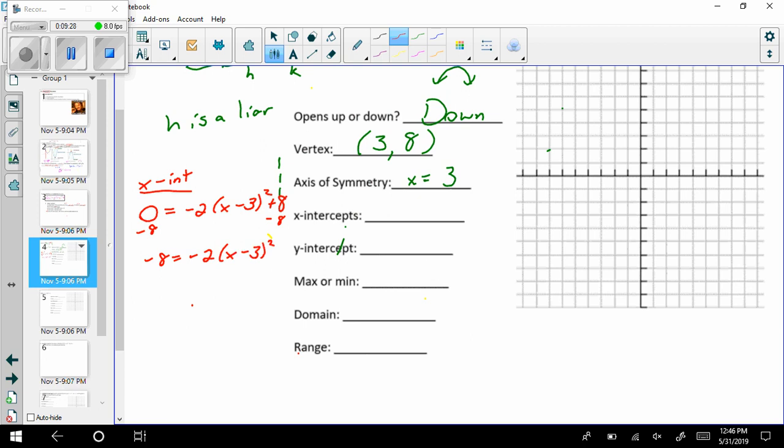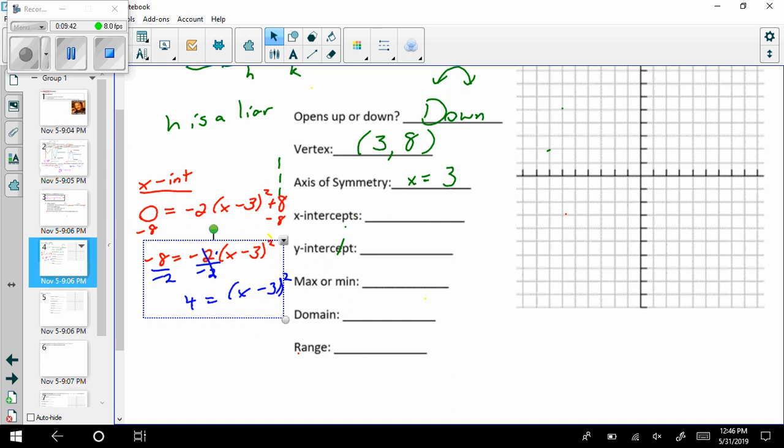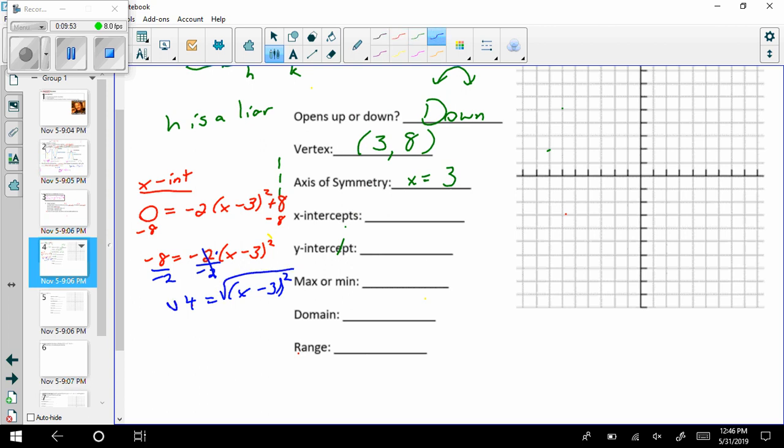And then what would I do? Well, I would get rid of this negative 2. Since it's connected by multiplication, I'm going to divide it. And now what you could do, you could FOIL this right side out, or since that entire side is squared, let's just square root it to cancel the square. So 2 equals, and now I just have x minus 3.